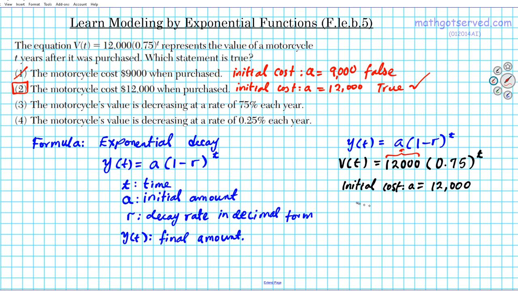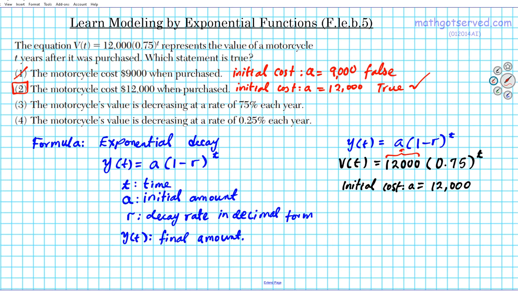Now let's go into 3 and 4 just to help us develop a deeper understanding of the different components of this formula and how to write it in the correct format. Statement 3 says the motorcycle's value is decreasing at a rate of 75% each year. So the decay rate can be written in decimal and percentage format. This one is referring to the percentage format since we have the percent symbol attached to the value.